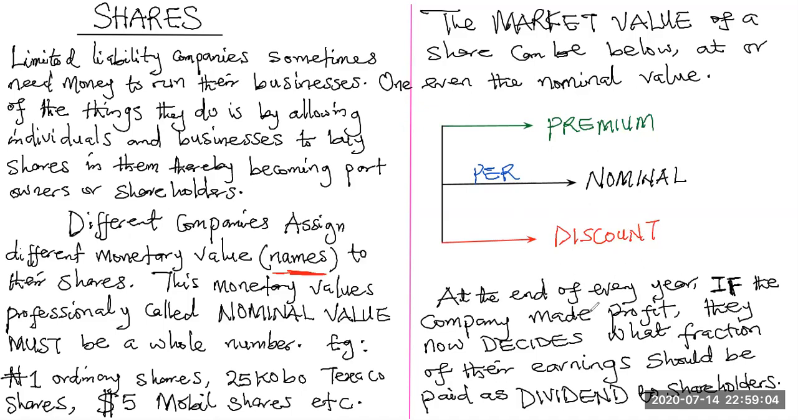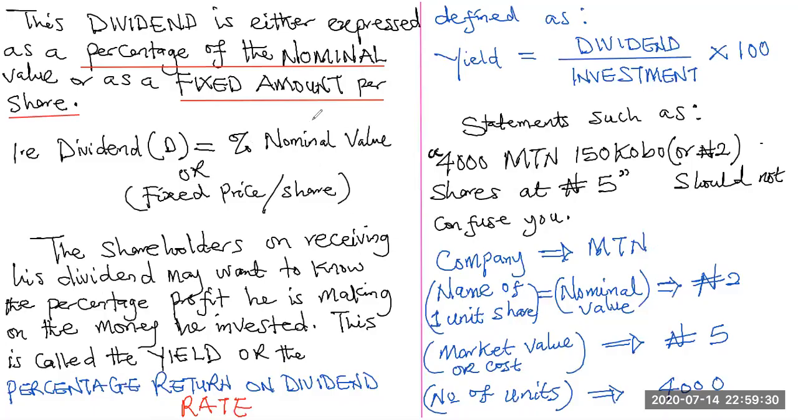At the end of the year, when the company is wrapping up and has made profit, because it's possible that they may not make profit, they will decide what fraction of their earnings should be paid as dividend to shareholders. Dividend is expressed as a fixed price per share, or it can be expressed as a percentage of the nominal value. So please take note of this dividend formula. We'll make use of it a lot.